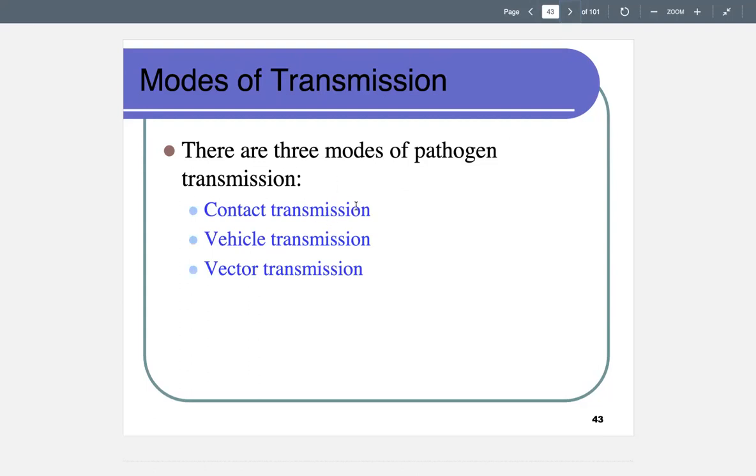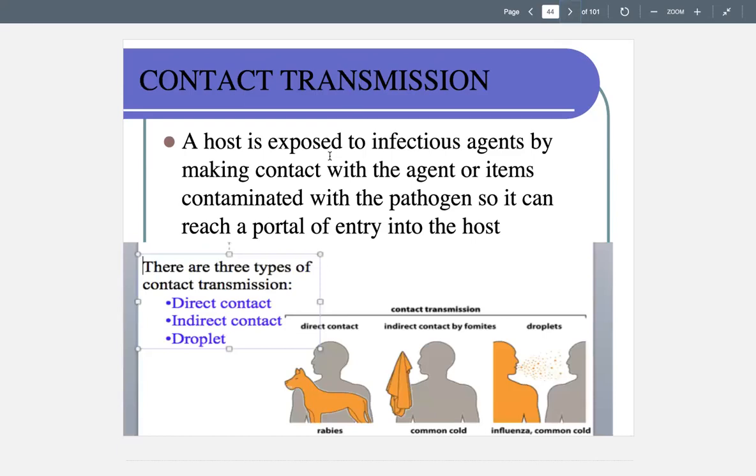There is contact transmission, vehicle transmission, and vector transmission. Contact transmission has three types: the direct, indirect, and the droplet. Contact transmission is when a host is exposed to the infectious agents by making contact with the agent or items that are contaminated with the pathogen, so it can reach the portal of entry into the host.